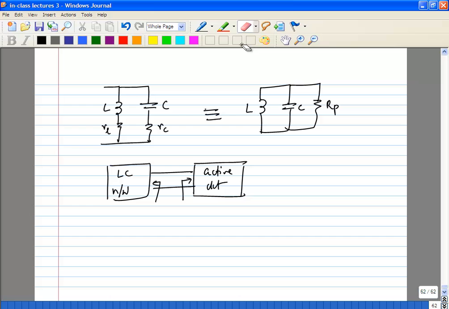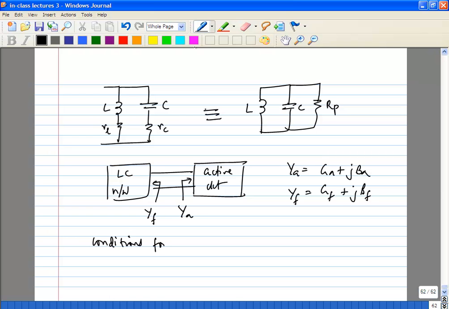Actually, let's use Y. So in general, if you have an LC network, it's going to have a real portion and an imaginary portion. So let's say these are the... So conditions for oscillation would become, so that is the same as your R1 equals minus Rp.